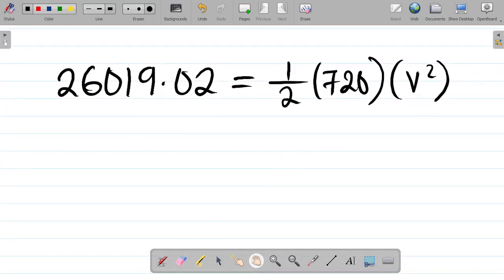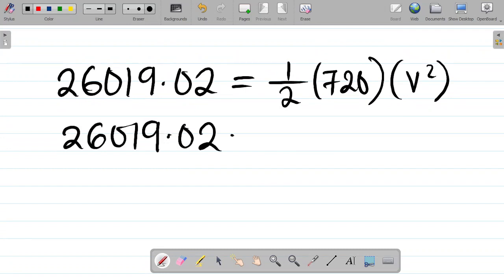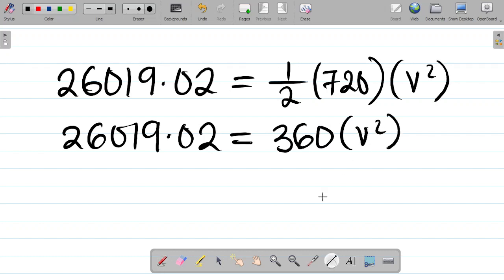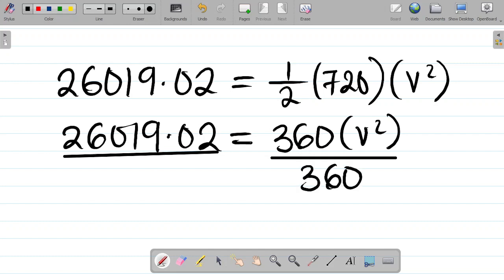Now let's solve this. This is 26019.02. It's equal to, so you punch half, 1 over 2 times, so in bracket 1 over 2 or 0.5 times 720, that gives you 360. So 360 into v squared. To get v squared, I'll divide here and here by 360.